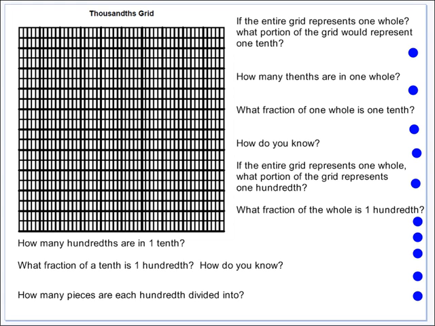So with our decimals, in fifth grade we've got to understand thousandths, okay? Looking at the picture in front of us, here's a thousandths grid, and it seems pretty complicated, but it's not that complicated. So let's start thinking about it. If the entire grid represents one whole, what portion of the grid would represent 1/10? Think about that for just a minute. Pause the video and then come back.